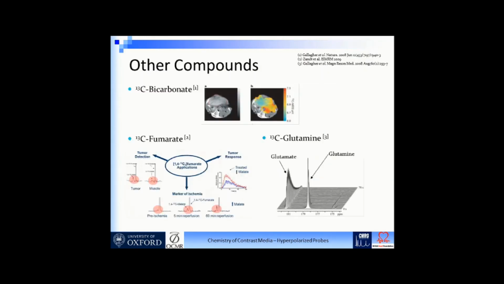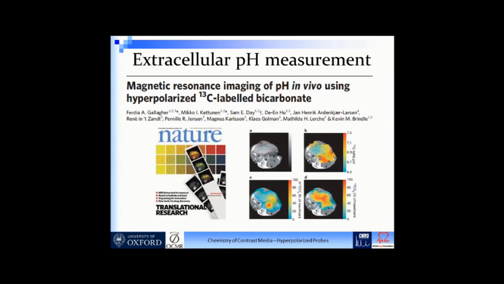Pyruvate's not the only molecule. It's certainly the one that's been used predominantly, but many other compounds have been proposed. This is just a 5-minute flick through the literature that I did last night when putting the slides together, but there are many, many other molecules that are being proposed, and they're coming out faster than I can put a slide together on them. Bicarbonate, which I'm going to talk a little bit more about in a second. 13C fumarate is being proposed as a marker of cellular necrosis. 13C glutamine is being proposed as an oncological agent looking at tumor metabolism.